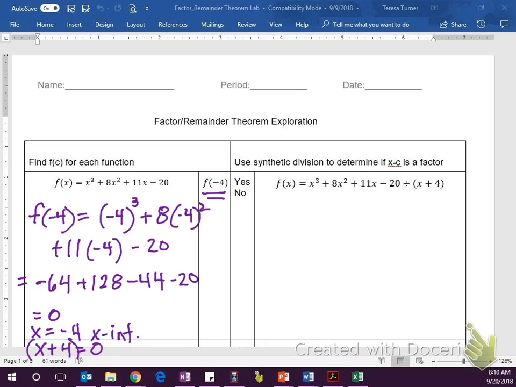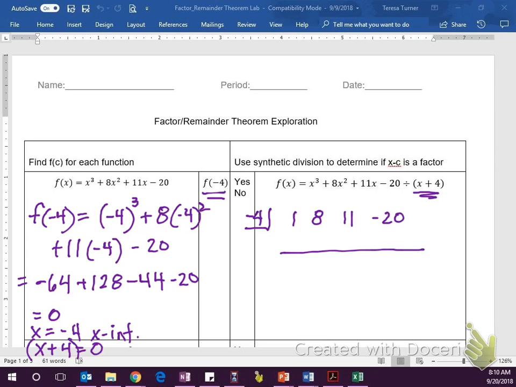Now we're going to prove what we just said using synthetic division. So we have to list our coefficients, x cubed, x squared, x, and a constant. They're all there, and they're all in order. So we have a 1, an 8, an 11, and a negative 20. Our factor is x plus 4, but we know that means x is equal to negative 4, which is what we put in the box.